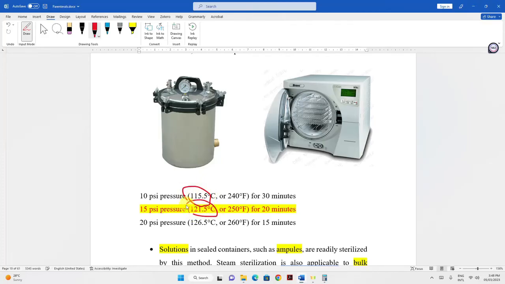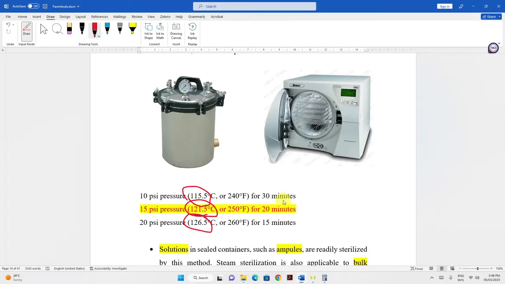Because if you attain higher temperature, as you see here, you will be able to reduce the time needed for sterilization. Commonly they use the temperature 121.5 for 20 minutes, but even this time can be different for some items, like for example if you are dealing with bulky solution or small solution, etc., how they are packed inside the equipment. All of this will affect the time.